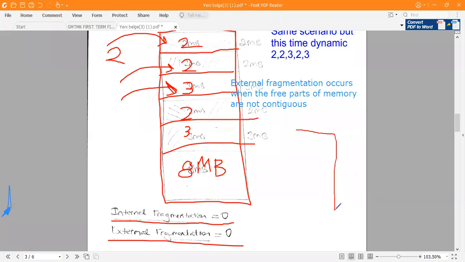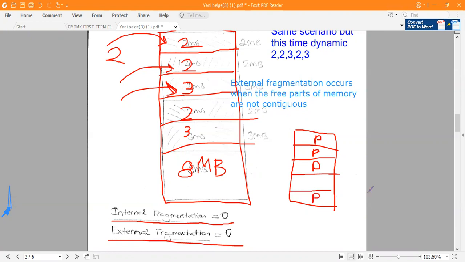Think about that. This is the memory. Let's say this is a process. This is a process. Okay. And this is another process. Okay. And this is another process.